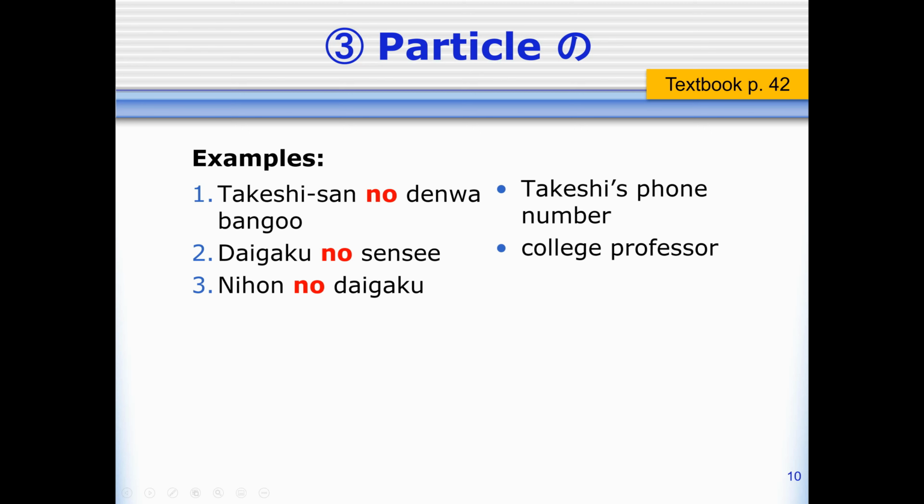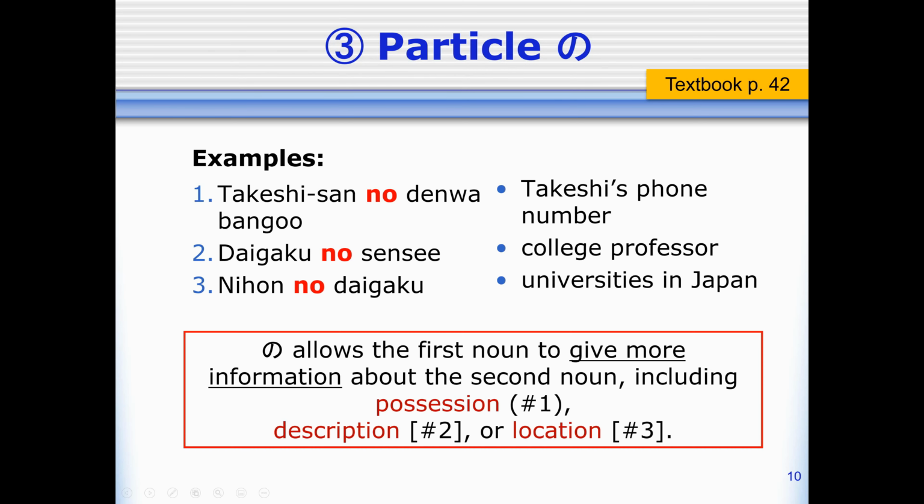大学の先生. What kind of teacher? A university teacher, a college professor. 日本の大学. What kind of 大学? A Japanese university, a university that is in Japan. So Japan's university, one that belongs to Japan.